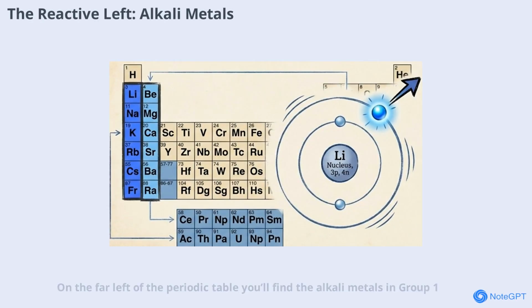On the far left of the periodic table, you'll find the alkali metals in Group 1. These are extremely reactive, soft metals that are desperate to lose one electron to achieve noble gas stability. Their eagerness to react makes them fascinating and sometimes dangerous to work with.